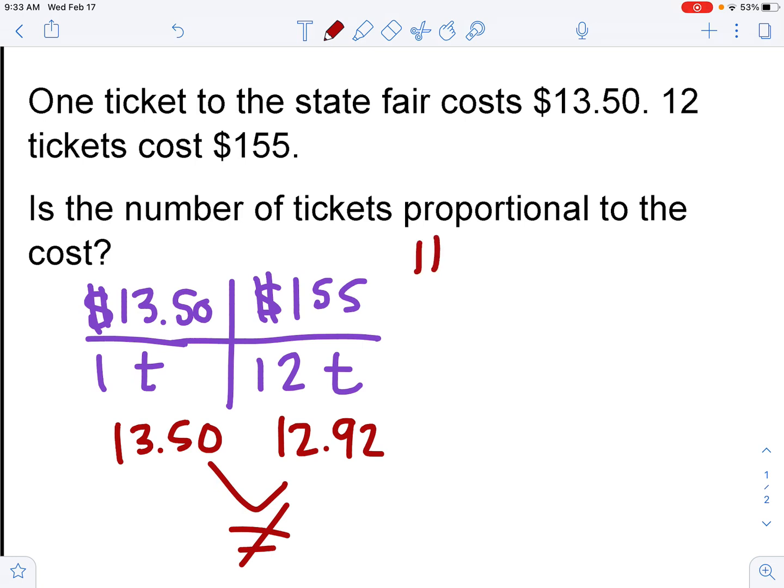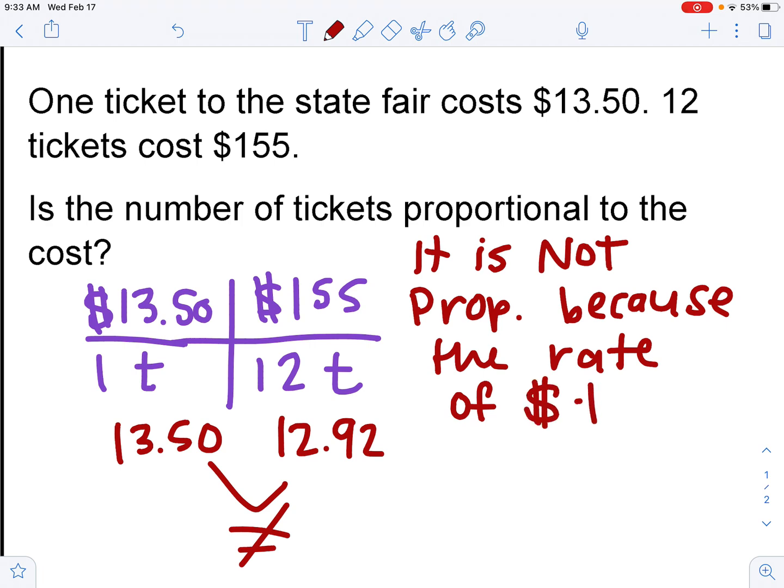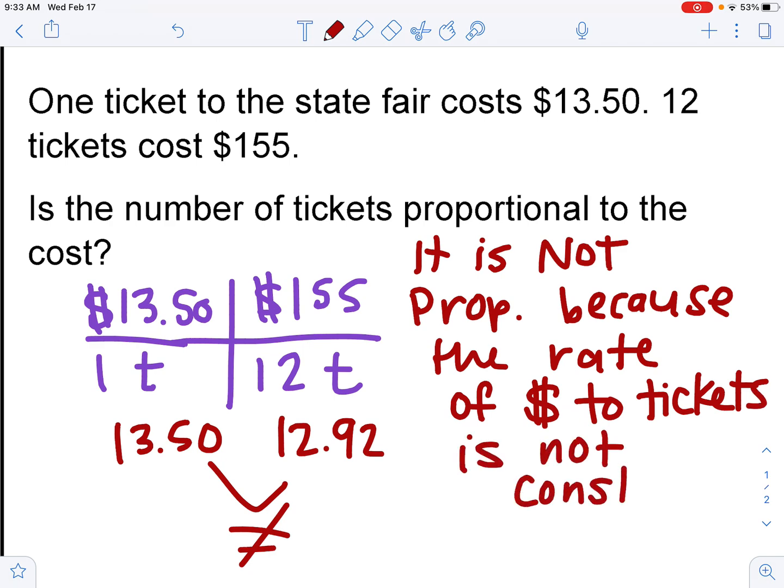We would write that sentence as, it is not proportional because the rate of money to tickets is not constant. Okay, and if it was proportional, we would use that same sentence, but we would just say it is proportional because the rate of money to tickets is constant. But since it's not, we have to plug in those nots.